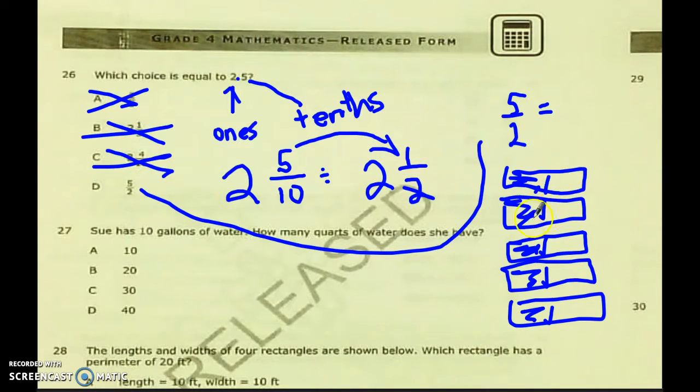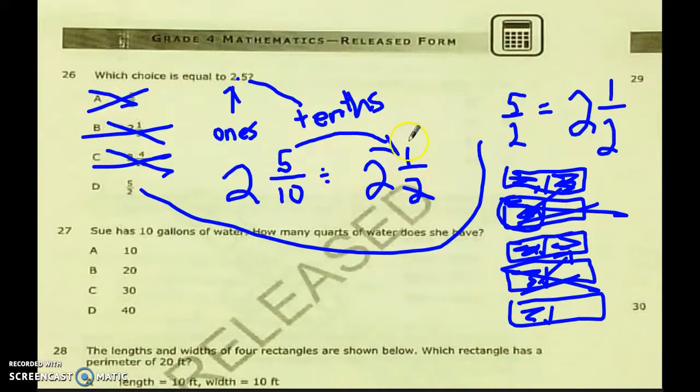It takes 2. So if I were to take this piece right here and move it there, that's made 1 whole. If I take this and move it here, now I have another whole, so that's 2 wholes. And then I have 1/2 left. So I've made 2 wholes and 1/2. Is that the same amount as what we're looking for? It sure is. So D is the correct answer.